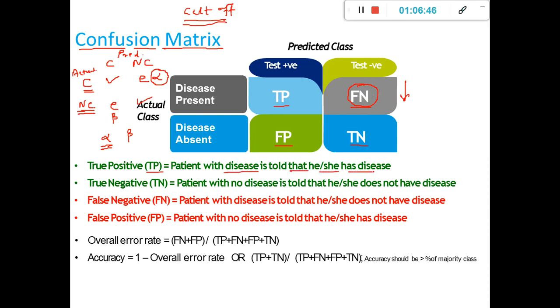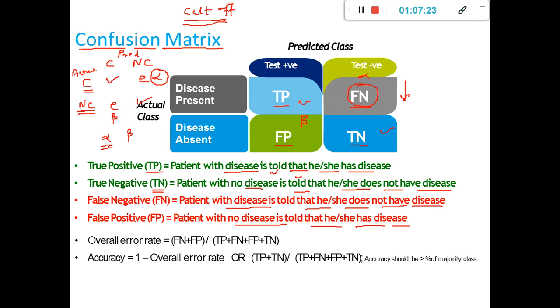Now let us understand what is true positive. Patient with disease is told that he or she is having the disease. What is true negative? Patient with no disease is told that he or she does not have the disease. So these are all correct predictions. Told means told by the model. What is false negative? Patient with disease is told that he or she is not having the disease. That is false negative, which is my alpha error. And what is false positive? Patient with no disease is told that he or she is having the disease, which is my beta error.